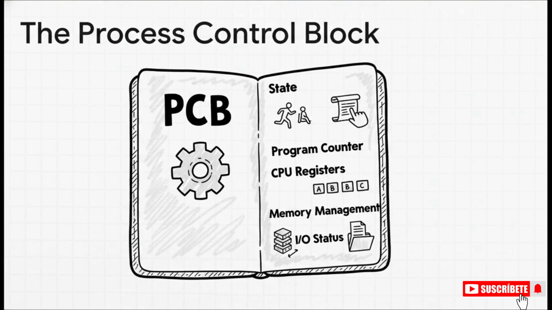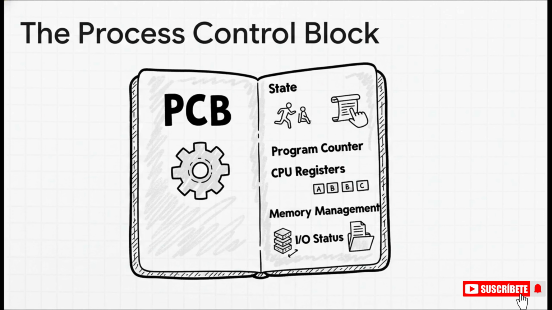So the OS lays out the memory like that. But how does it keep track of maybe hundreds of these processes all running at once? It uses a super important data structure called the process control block, or PCB. The best way to think of a PCB is like an ID card for a process. It holds everything the OS needs to know about it.